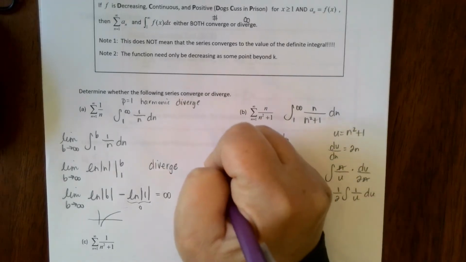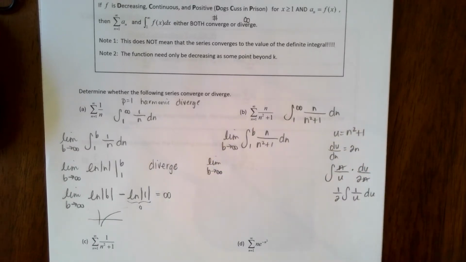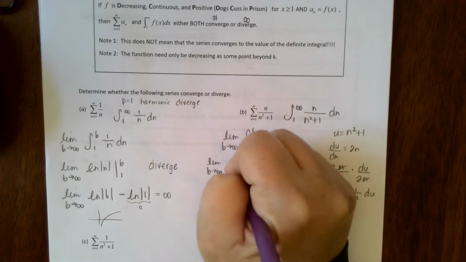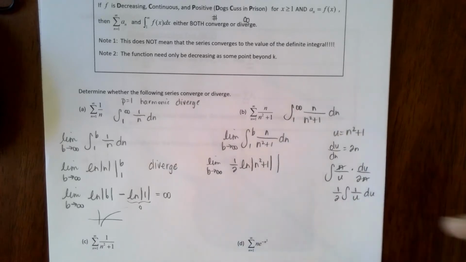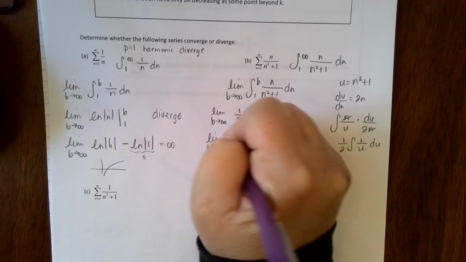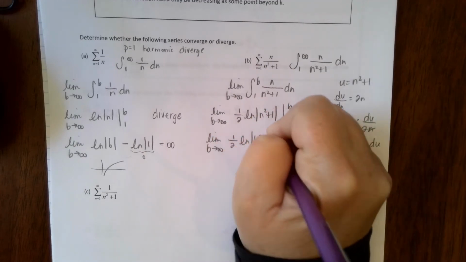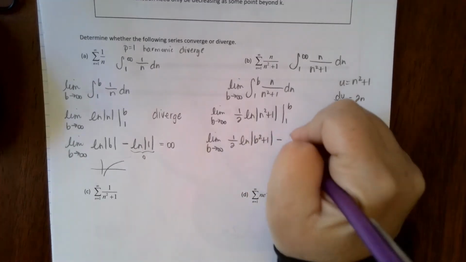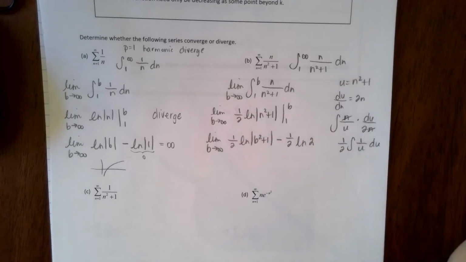So we've got the limit as b approaches infinity. Don't forget that limit of 1/2 ln of u, which is n squared plus 1, evaluated from 1 to b. So we need to keep the limit written down, limit b approaches infinity of 1/2, and we're going to plug in the b, of ln of b squared plus 1 minus, plug in the 1, 1/2 ln of 1 squared plus 1, and that's going to be ln 2. Okay?